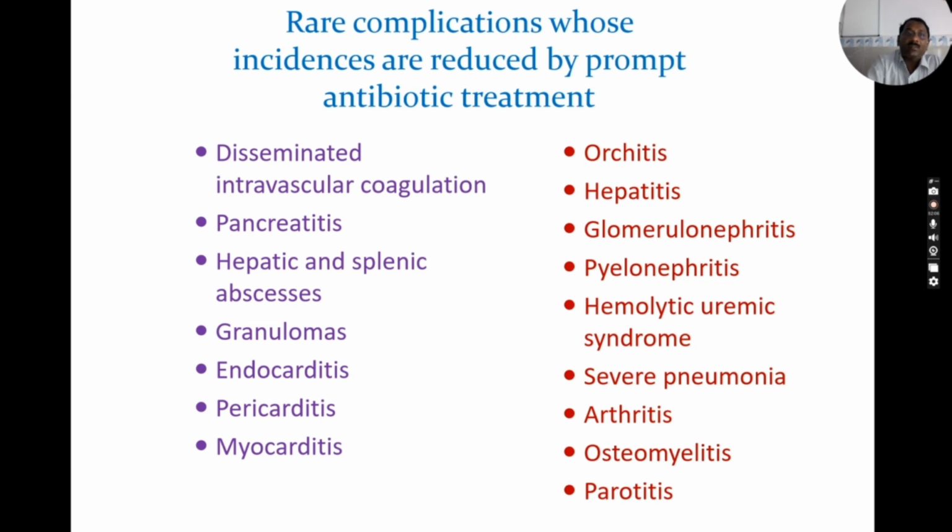Pancreatitis, abscesses in the liver and the spleen, hepatic and splenic abscesses, granulomas, endocarditis, pericarditis, myocarditis. So you need ultrasound abdomen to detect these abscesses and also 2D echo to know the vegetations or pericarditis or pericardial effusions, endocarditis. So in those patients with fever of 3 weeks or 4 weeks duration, at the bedside we are supposed to get the ultrasound abdomen and also 2D echo to rule out these complications.